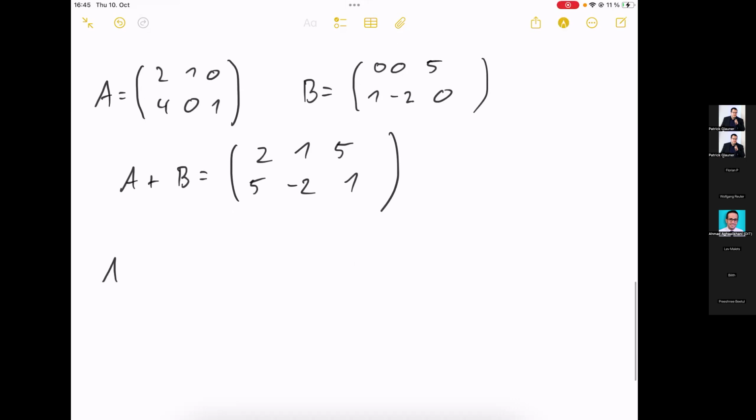So for example, we can transpose A, and eventually A transpose will look something like this: 2, 4, 1, 0, and 0, 1. Also a very fundamental operation.